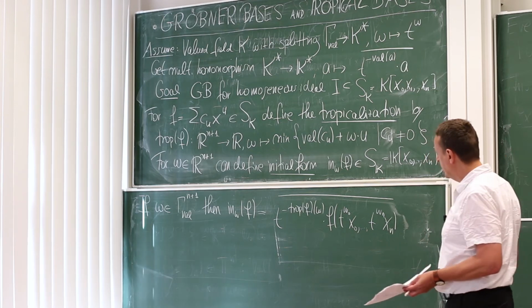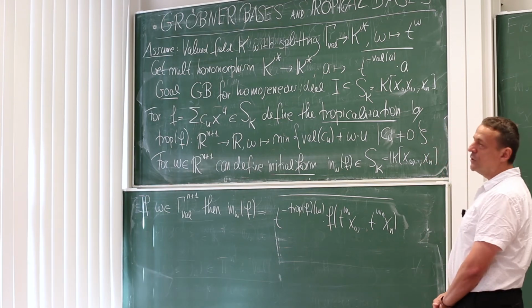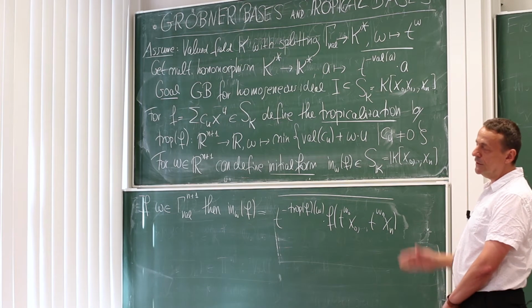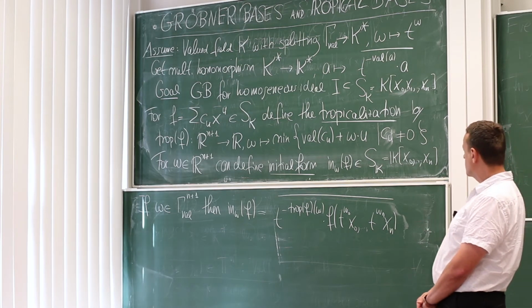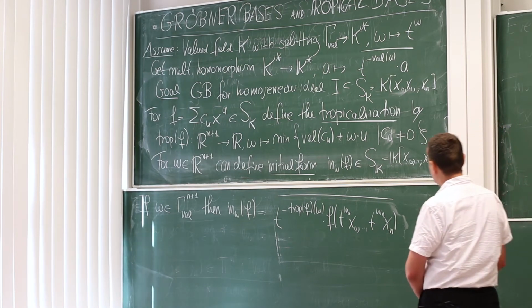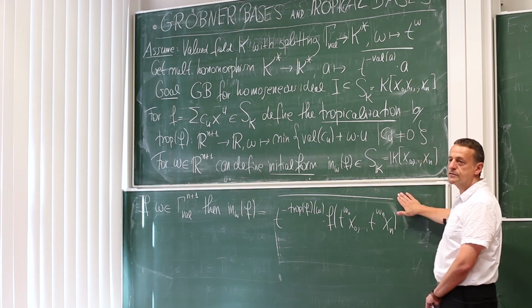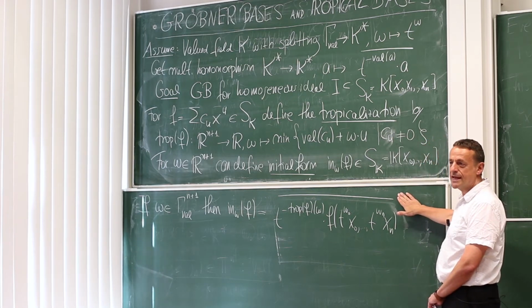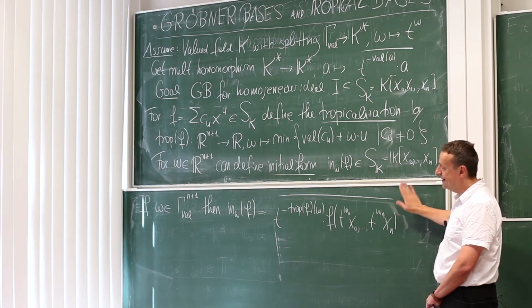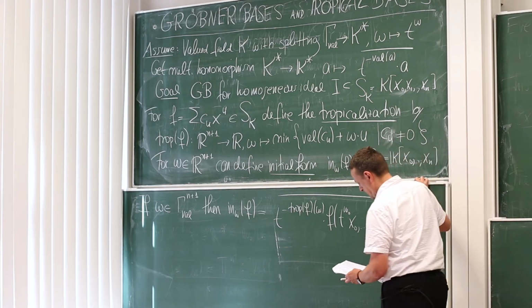Right? Fair enough. But this has a non-zero in each term. I mean, there will be a non-zero term in the valuation, and then you pass to the residue ring. So this is a polynomial in x0, x1 up to xn over little k. That's the initial form.